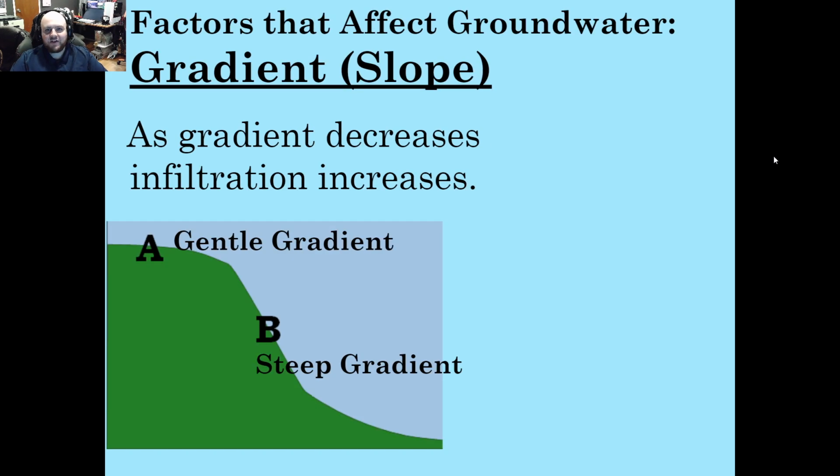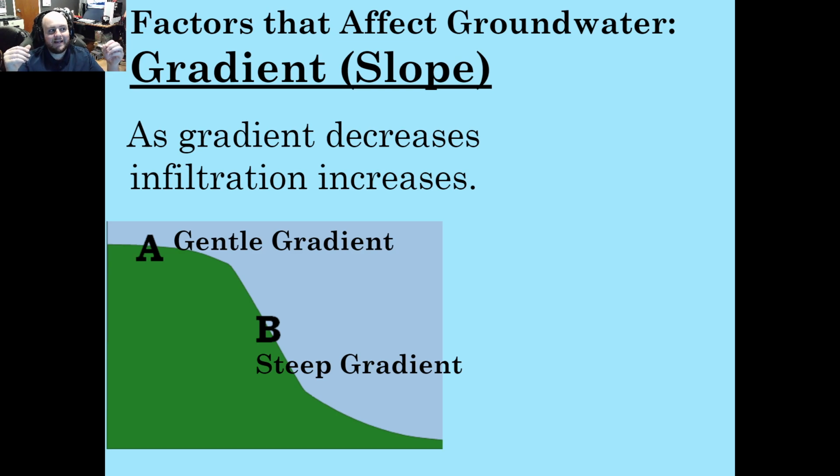So let's talk about the factors that affect this. What is going to cause something to infiltrate more and run off less, or vice versa? Now, there's a few factors here that we're going to talk about, but the first one is the gradient. We should be very familiar with gradient by this point in the year. Gradient is our slope. It's how fast or how gentle or how steep the hill or the land is.